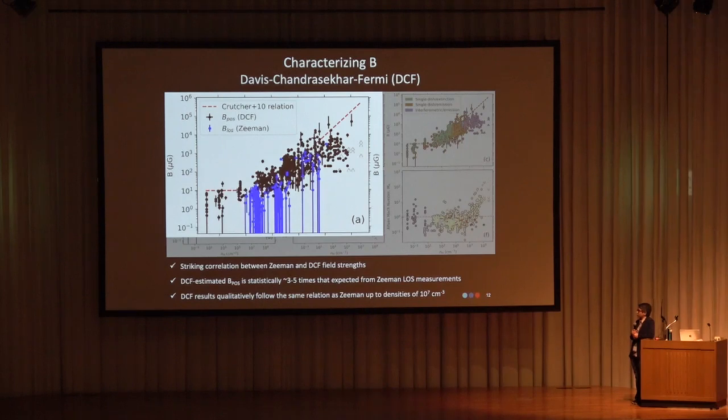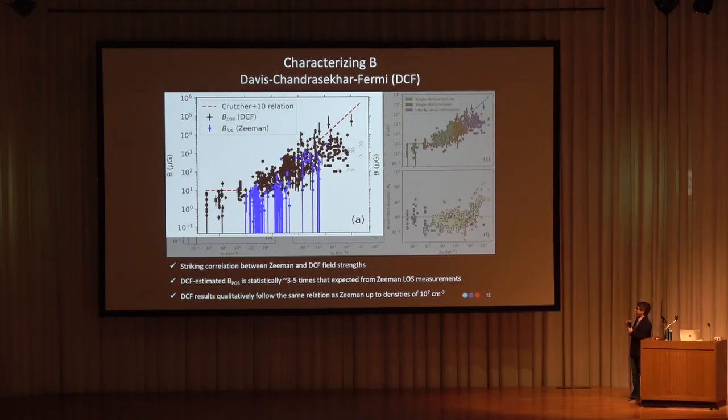So if there's a factor of 3 to 5, should I be very worried, or am I wrong to be very worried, that a factor of 3 to 5 completely changes the interpretation as to whether molecular clouds are sub- or supercritical and whether they are sub- or super-Alfvénic? If I believe Zeeman, they're all supercritical and super-Alfvénic. So am I missing something?